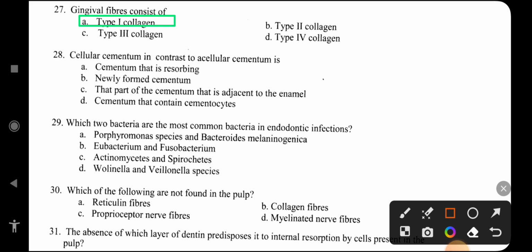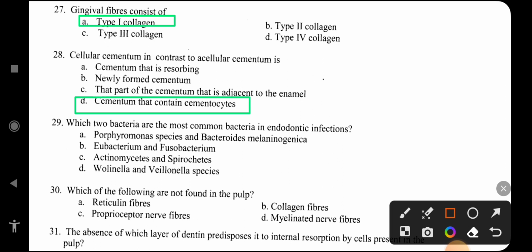Cellulocementum, in contrast to acellular cementum, is: cementum that is resorbing, newly formed cementum, that part of cementum that is adjacent to the enamel, or cementum that contains cementocytes. And the correct answer is cementum that contains cementocytes. Cellular cementum in contrast to acellular cementum is cementum that contains cementocytes.